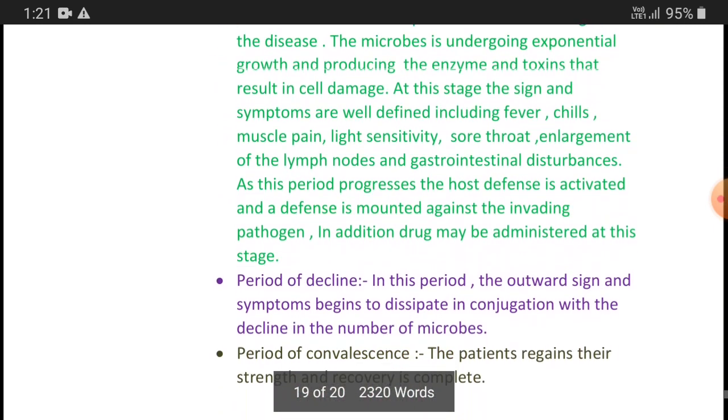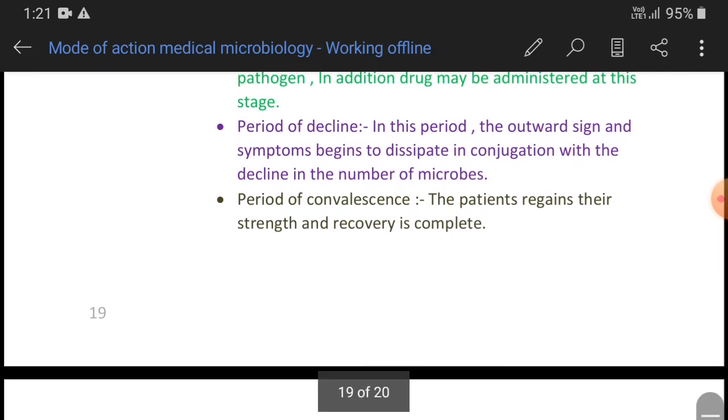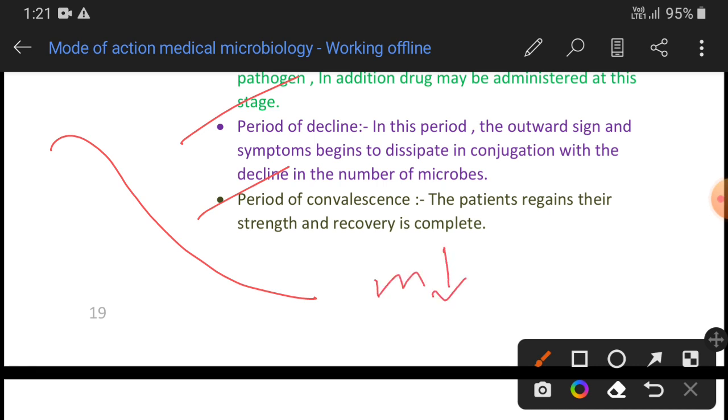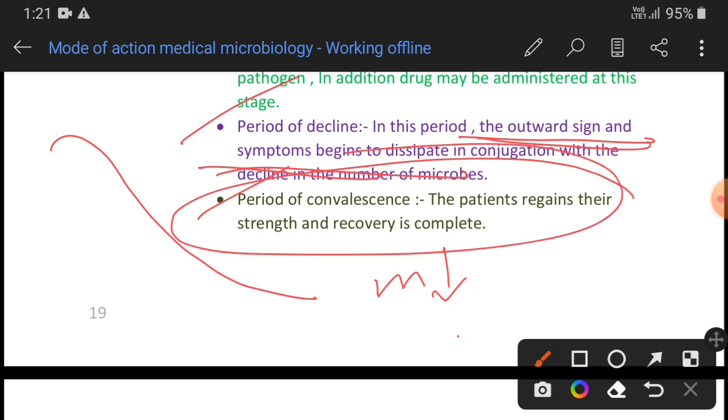Then the period of decline is going on. In that period the number of microorganisms is declining, and along with it the outward signs and symptoms subside. And the period of convalescence is the time in which the patient recovers.